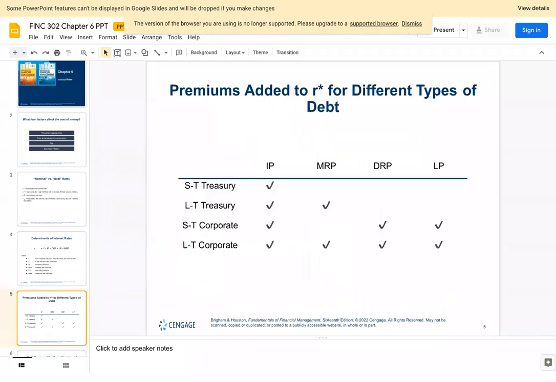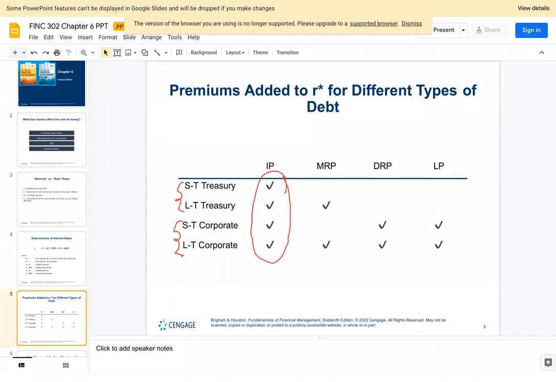So when we look at different types of debt securities, are we going to add in these different premiums? Well, when it comes to whether we're talking about treasuries, whether on the short term or the long term, or corporate, an inflation premium is added in to all of their returns.